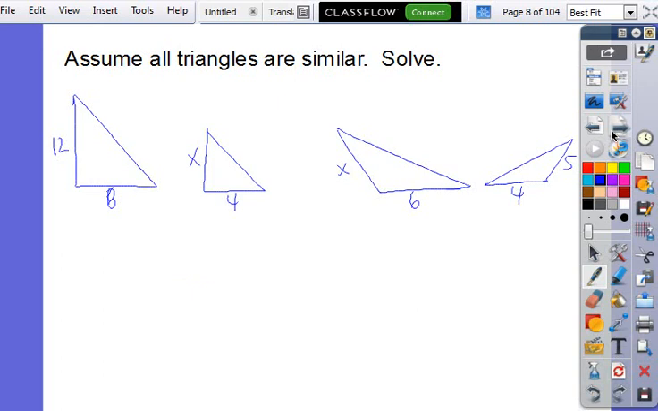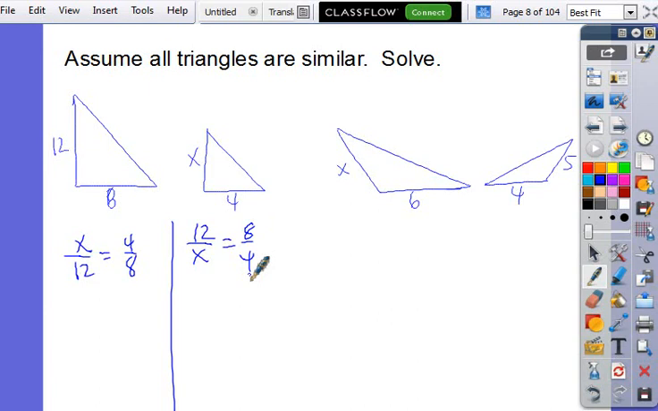All right, extremely important right here. How do we solve these? I'd say x over 12. If I do x over 12, 4 over 8, is that the only way I can set it up? No. What else can I do? I can say 12 over x, but then I've got to say 8 over 4. Wherever you start the first time is where you start the second time. On the first way, we went little triangle to big triangle. The second one, we went big triangle to little triangle. You're going to get the same answer no matter what. How do I solve those? Cross multiply, and then divide.